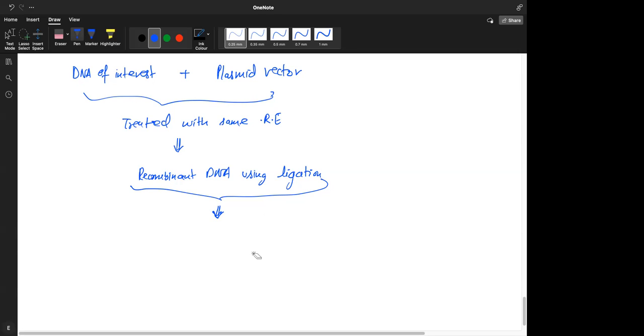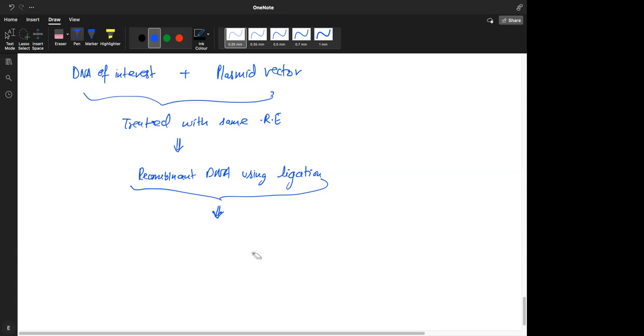Cells normally, why will they take any piece of DNA from outside? And also we cannot just make DNA pass through the cell membrane. You know why? Because DNA is a hydrophilic molecule. What do you mean by hydrophilic? DNA loves water. Hydrophilic means it loves water.